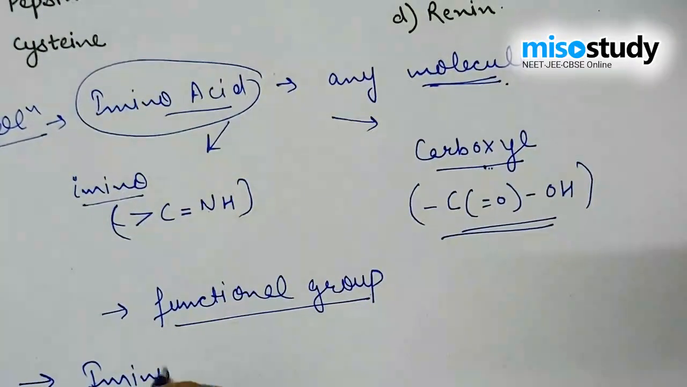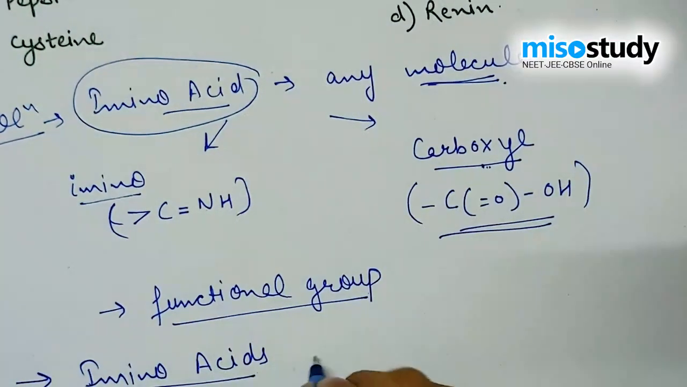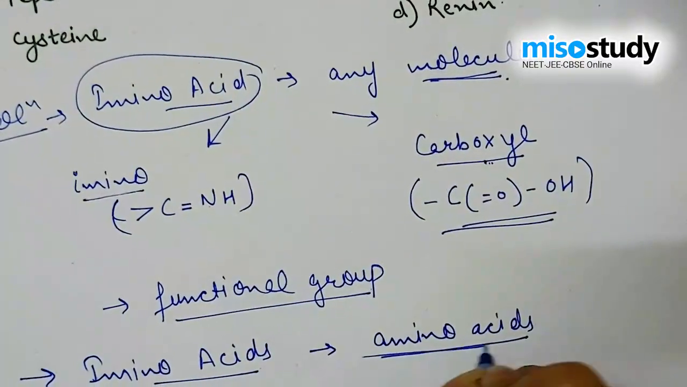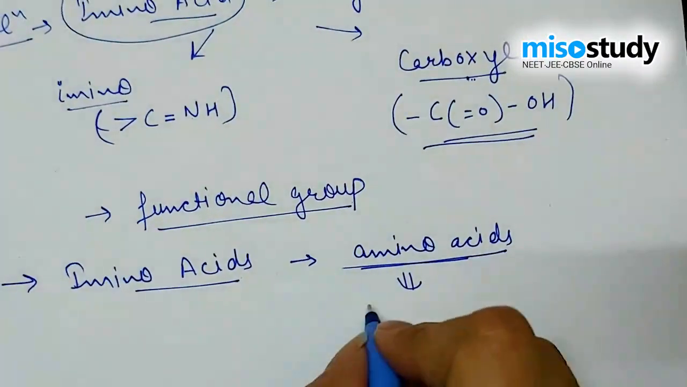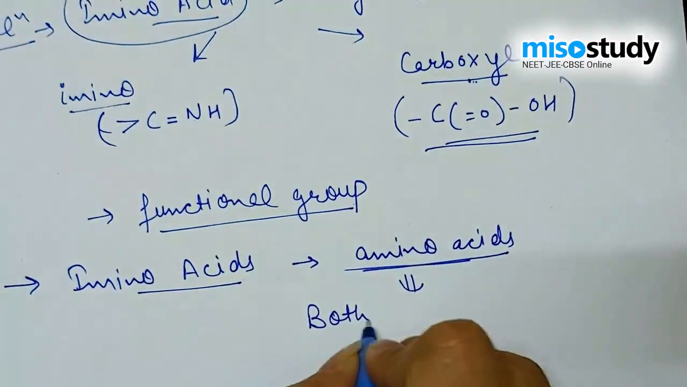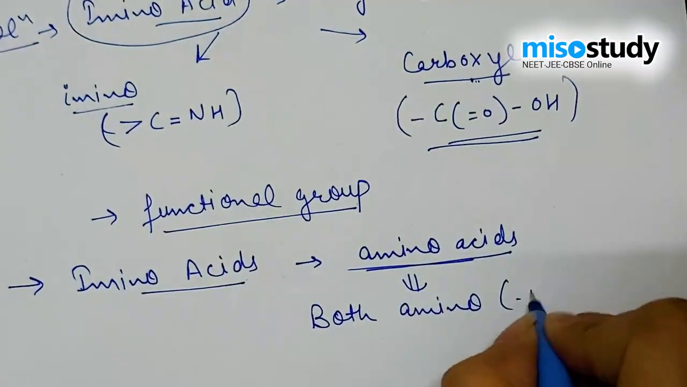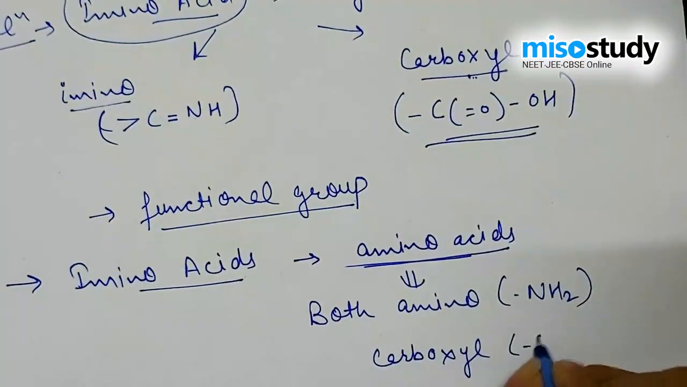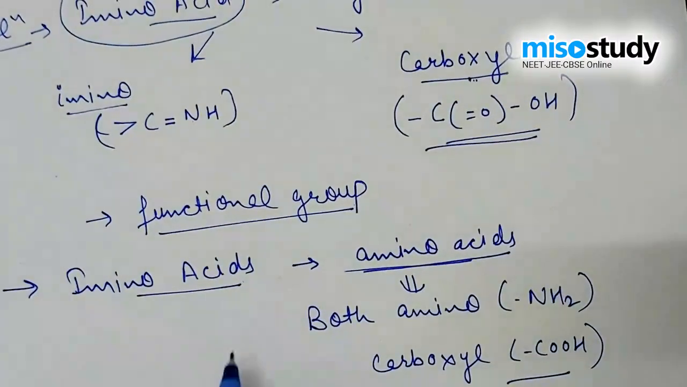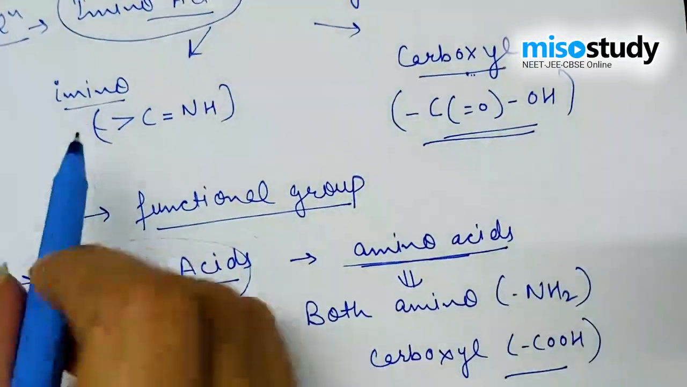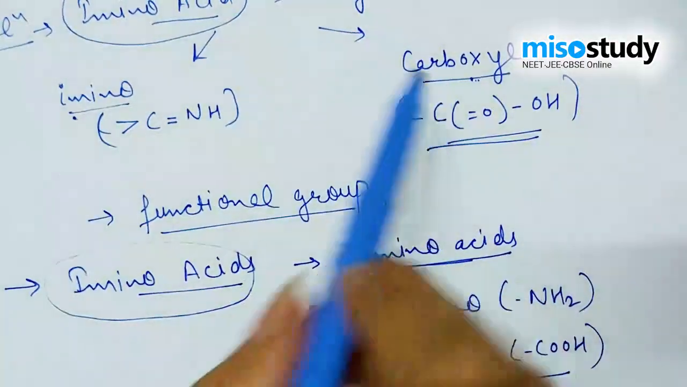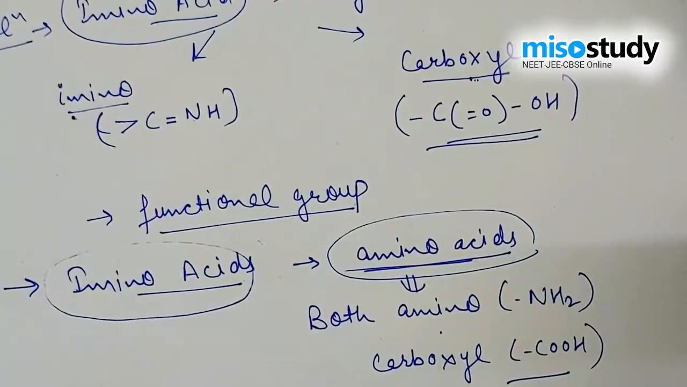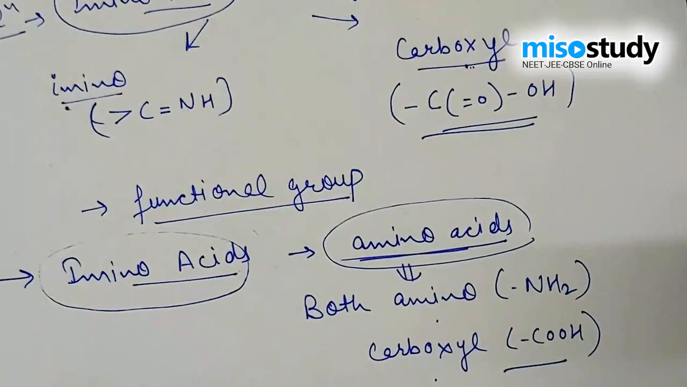Amino acids contain both amino and carboxylic groups. Amino is written as NH2, and carboxylic is written as COOH. So in an amino acid there is the presence of two groups, named the amino group and the carboxylic group, as functional groups.